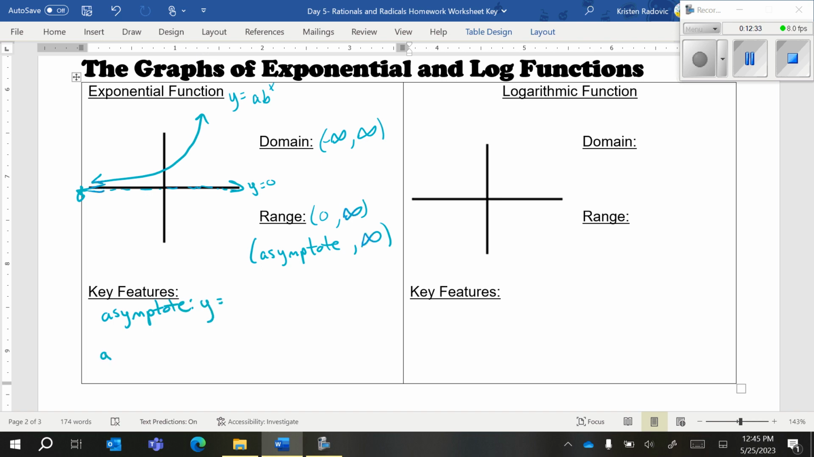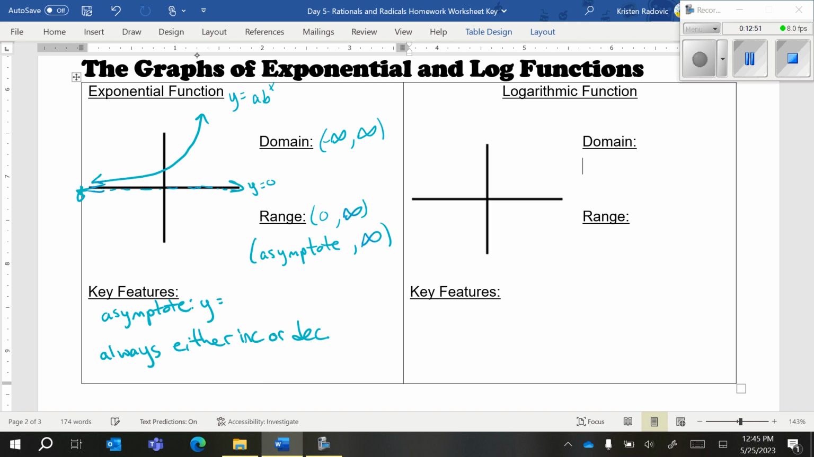And it is always either increasing or decreasing. We're going to talk about how we know when it's increasing or decreasing really quickly. Sorry, this is becoming a long video.